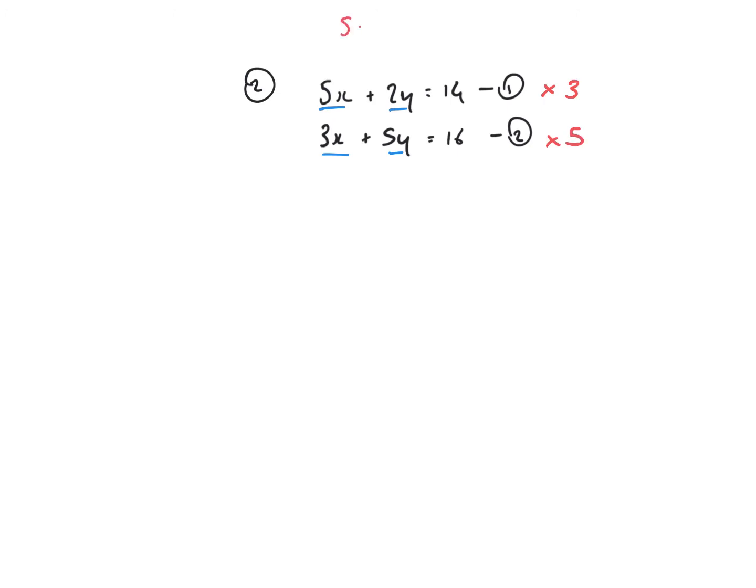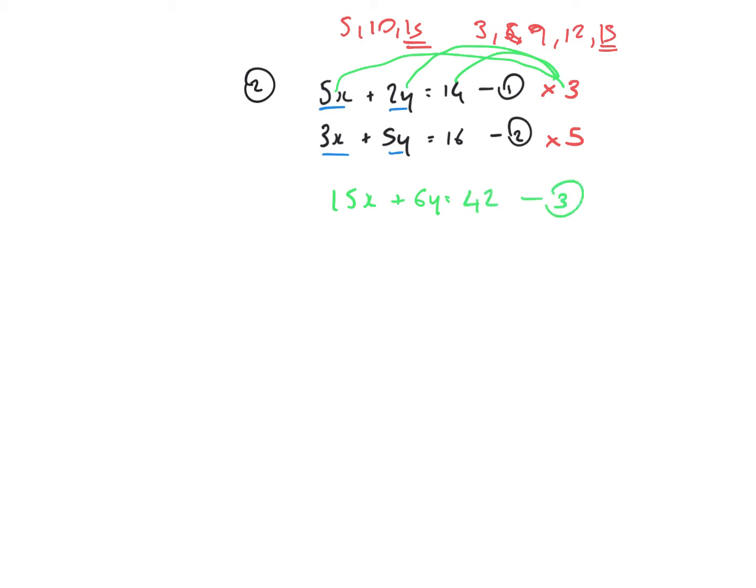If you think about 5, it's 5, 10, 15. And for 3, it's 3, 6, 9, 12, and 15. So you look to be able to do that in your head. Okay, so 5x times 3, 15x, 2y times 3, 6y. 14 times 3, take your time with that, that's 42, equation 3. Okay, equation 4, 3x times 5, 15x, 5y times 5, 25y, 16 times 5, take your time, and that's 80, and that's equation 4.